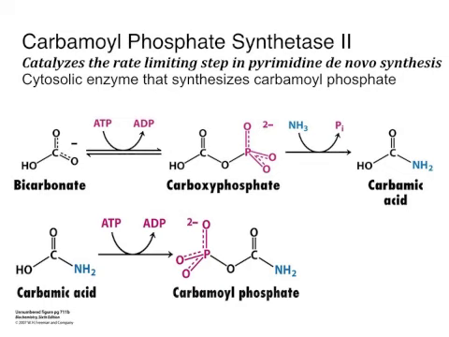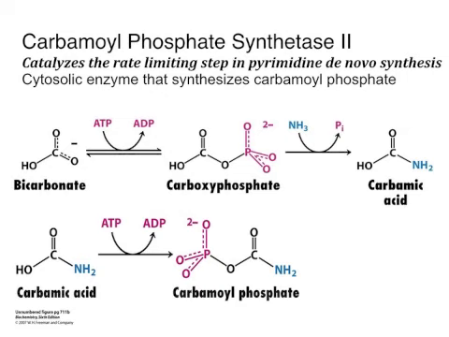The process is essentially the same as what we saw when we looked at the urea cycle. Carbamoyl phosphate synthetase 2 actually catalyzes the rate-limiting step in pyrimidine de novo synthesis, and so it's really important that you understand this process. This is a cytosolic enzyme that synthesizes carbamoyl phosphate. Do you remember where the other carbamoyl phosphate synthetase was? The one that's involved in urea synthesis is actually in the mitochondrion. This one that's involved in nucleotide synthesis is found in the cytosol.